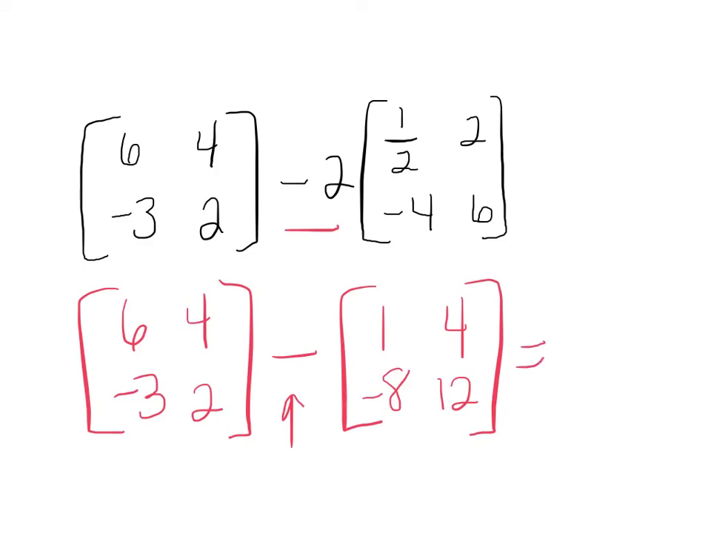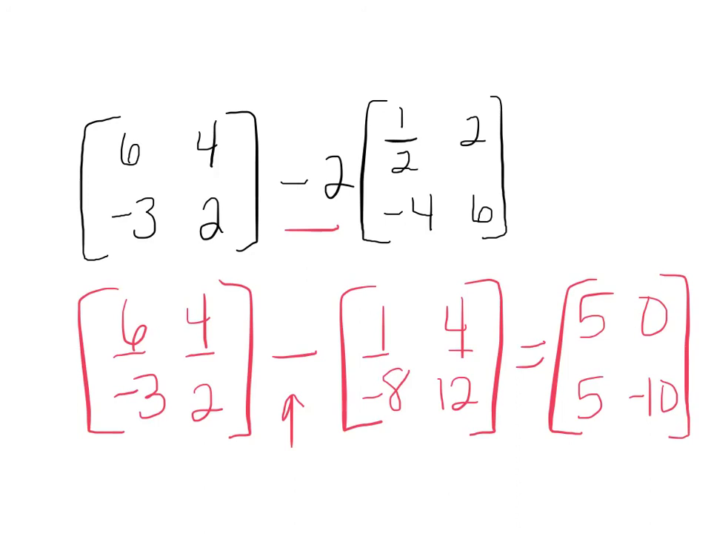Now we can just subtract our two matrices. 6 minus 1 is 5. 4 minus 4 is 0. -3 minus a -8, which ends up being -3 plus 8, which gives us 5. And 2 minus 12 is -10. Okay. So there's our answer in our matrix.